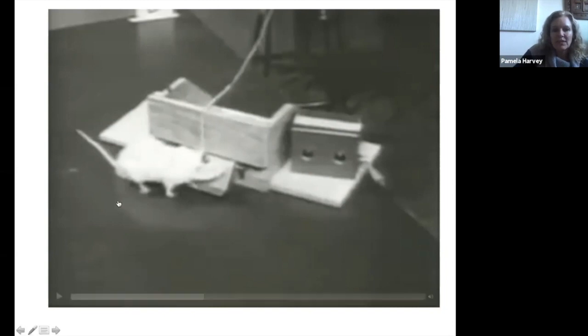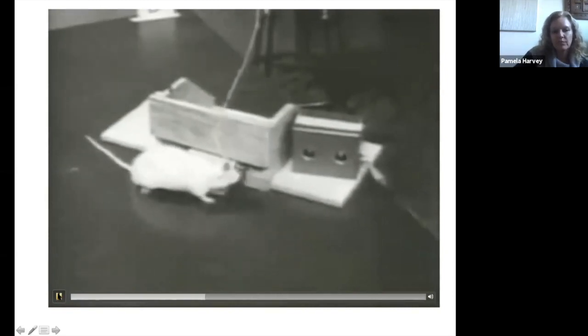Now, this is the first time the animal's seen this apparatus, so you'll see the effect. It's dramatic how quickly it happens. It's not connected yet.